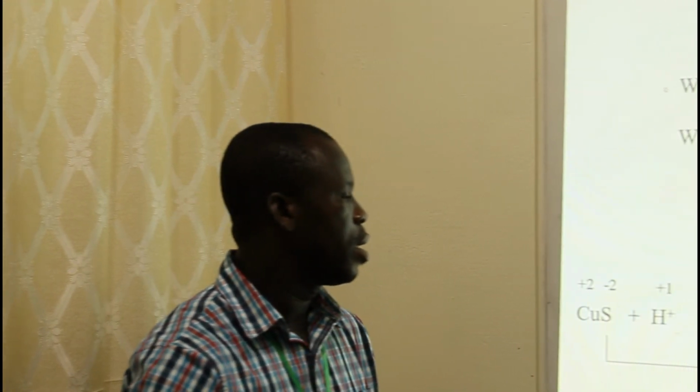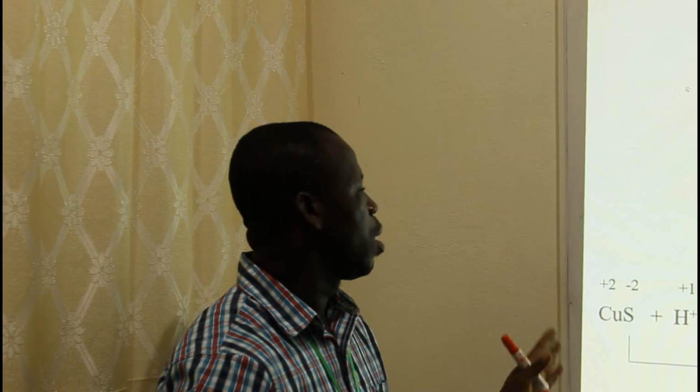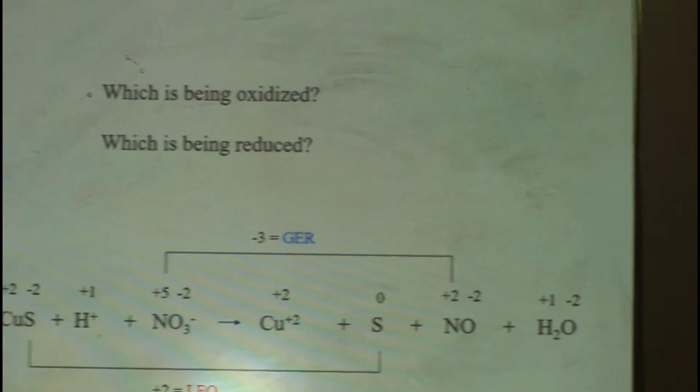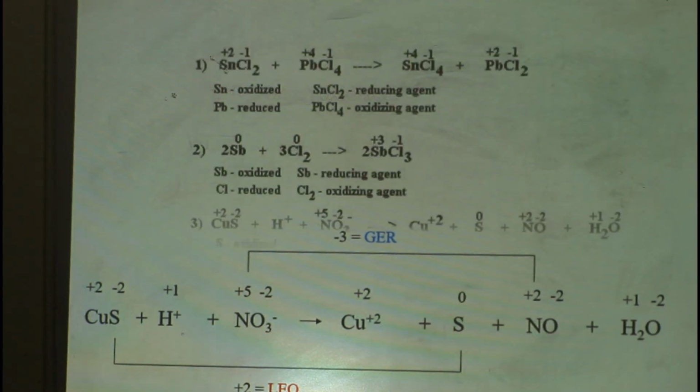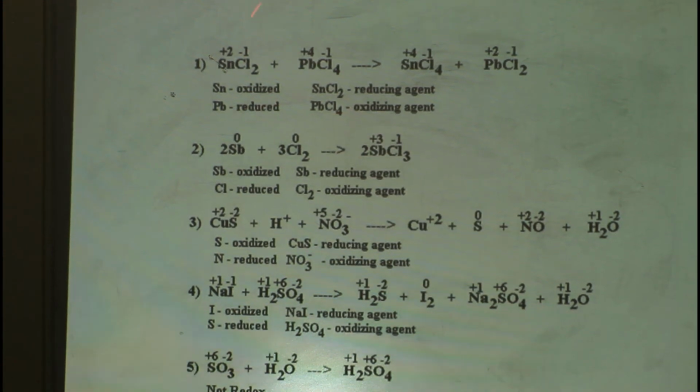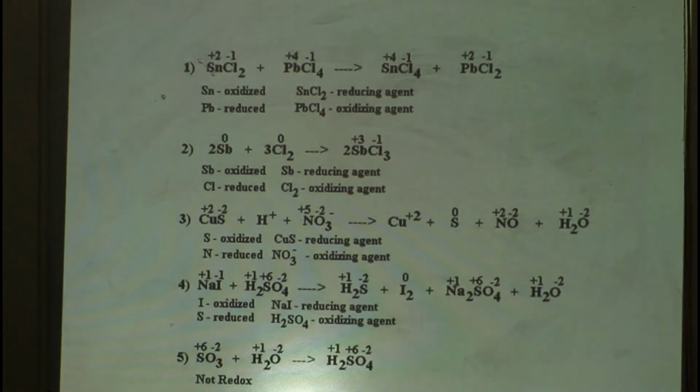By the end, we realized that copper doesn't change, therefore it cannot be included here. But the changes occurred within the sulfur and then the nitrogen. So here the question has been answered. Now let us continue with this. Which one is being reduced? Which one is being oxidized? We have already solved this. I think that's a solution to the problem.